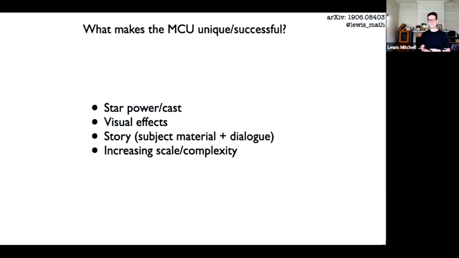So the question that we started with was kind of a fun question. We were thinking, what actually makes these Marvel movies that everybody loves so successful?